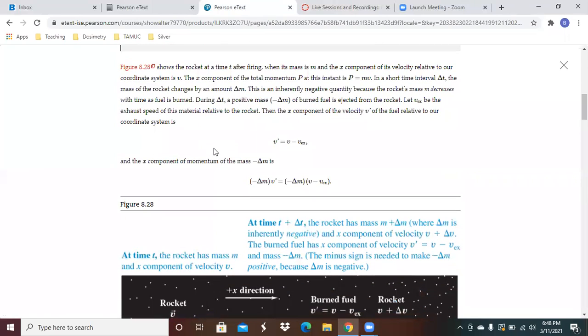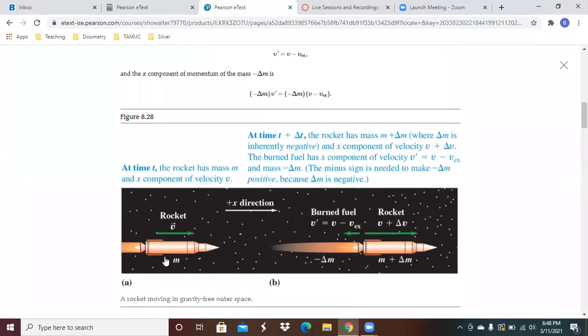So let's say we've got a rocket here, and at time t, the rocket has a mass m and x component of velocity v. So this is the positive x direction. V is moving in this direction. You've got a mass here. The fuel burned is going to represent a change in mass, and that's going to be negative. That fuel is also going to be thrown out of the rocket at a particular velocity. It's going to be velocity times, or minus, the velocity.